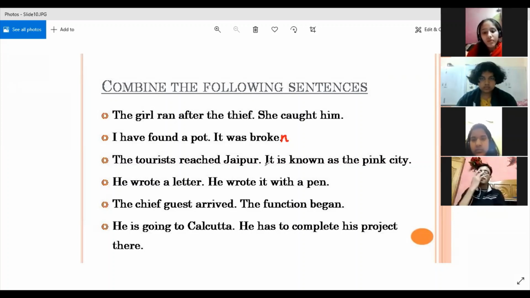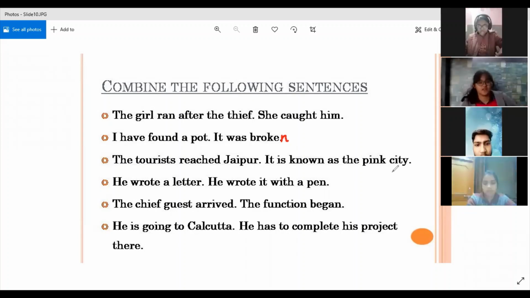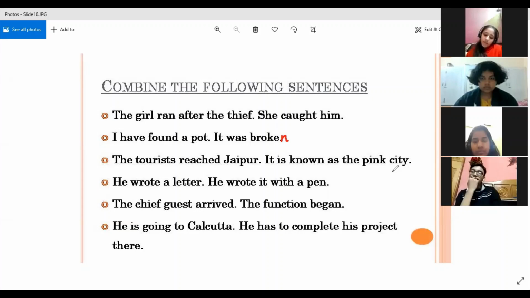Next, the tourists reached Jaipur. It is known as the Pink City. Yes, Athar. The tourists reached Jaipur, the Pink City. After Jaipur, you will place a comma and then you will write the Pink City. Correct. The tourists reached Jaipur, comma, the Pink City.